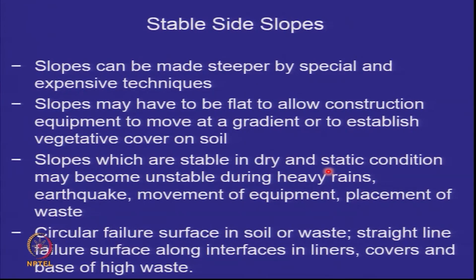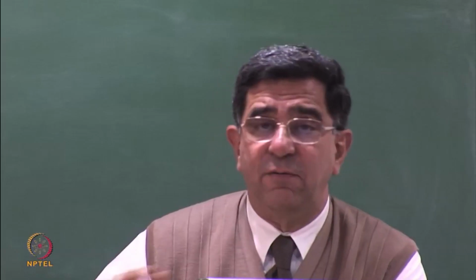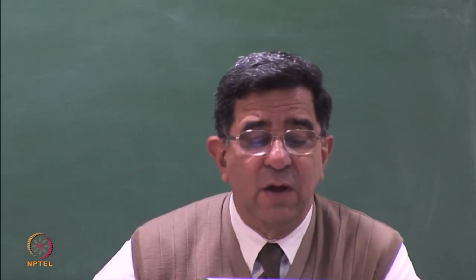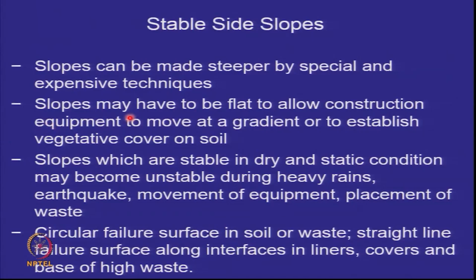Now, can slopes be made steeper than this 3 to 4:1 or 3 to 5:1? The answer is yes. We can always do engineering solutions. Slopes can be made steeper by special techniques, but an extra expenditure is involved. Also, you have to remember, while you can make the slope of a cover or a liner steep, you still have to compact the clay on the cover and compact the clay on the liner. So you may have to allow construction equipment to move up the slope or down the slope. So that is a limitation of the construction equipment. At what gradient can it go up? So that may be a constraint for the slope.